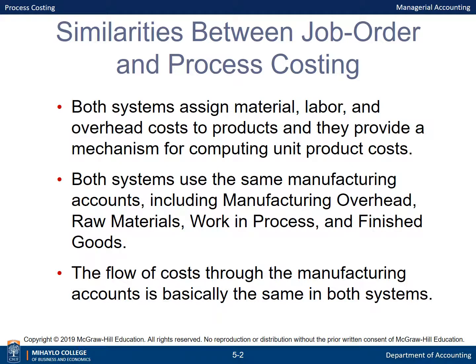Both job order and process costing assign material, labor, and overhead costs to products, and they provide a mechanism for computing unit product cost. Both systems use the same manufacturing accounts, including manufacturing overhead, raw materials, work in process, and finished goods. The flow of costs through the manufacturing accounts is basically the same in both systems.